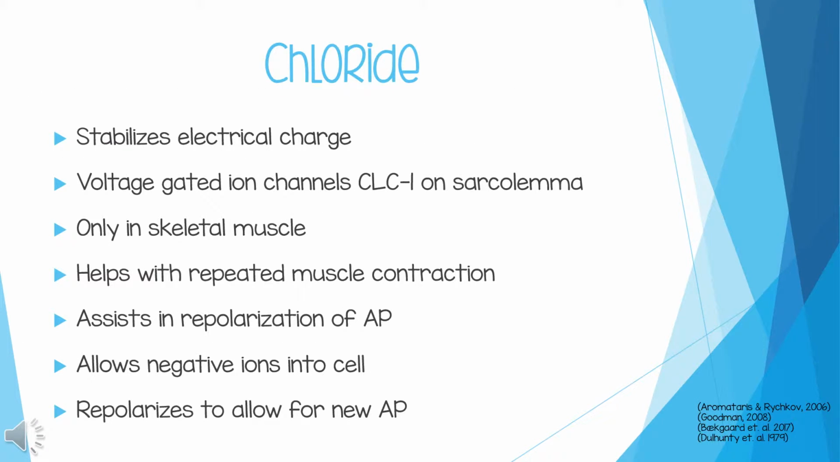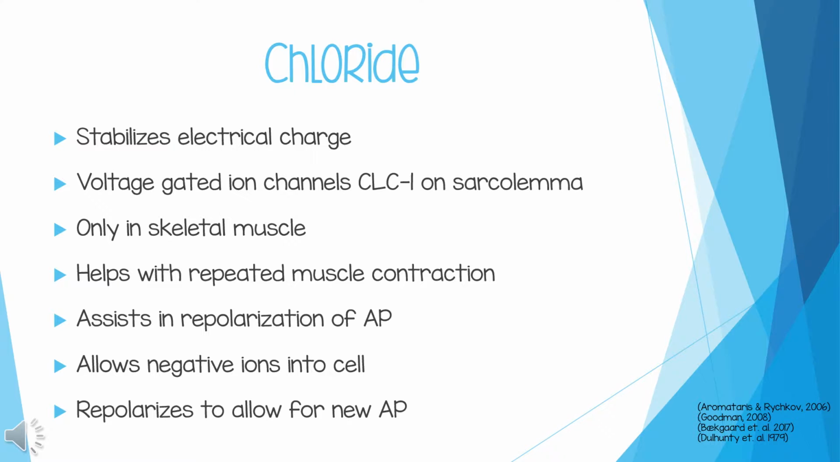Chloride is critical for the normal functioning of skeletal muscle. Chloride flows through voltage-gated ion channels called CLC1 located on the sarcolemma to help stabilize the electrical charge of muscle cells to maintain normal muscle contraction. During muscle depolarization, potassium leaks out of the cell, and repeated activity causes a decline in the potassium concentration gradient across the sarcolemma. This is because repolarization has not been sufficient before the generation of a new action potential.